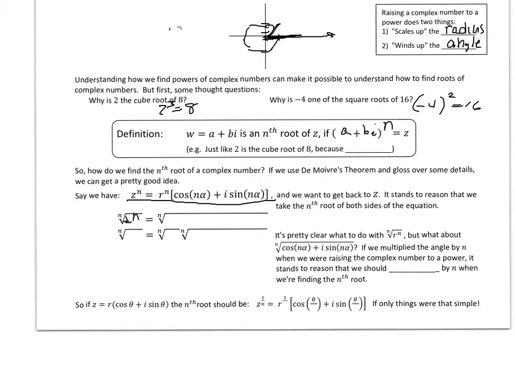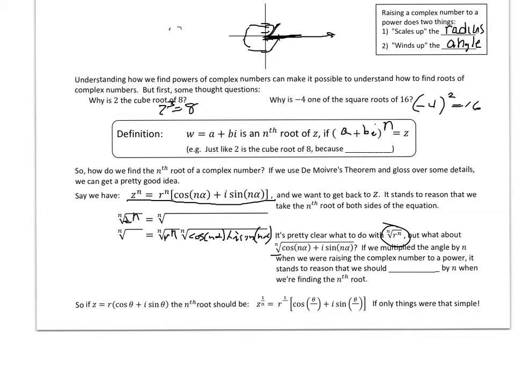So if we get there, then this would be r to the n here, and then this would be the nth root of cosine n alpha plus i sine n alpha. And again, you don't necessarily have to know this. We're just deriving the formula that we're coming from. So if this is not clicking right now, don't stress it. It's pretty clear what to do with that part: the nth root of r to the n is simply r. That one's not too bad.